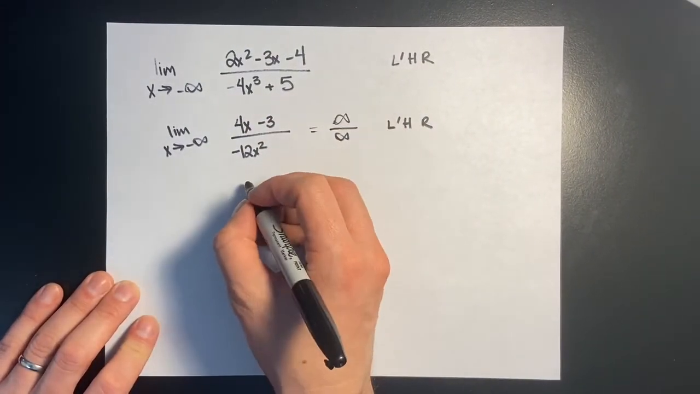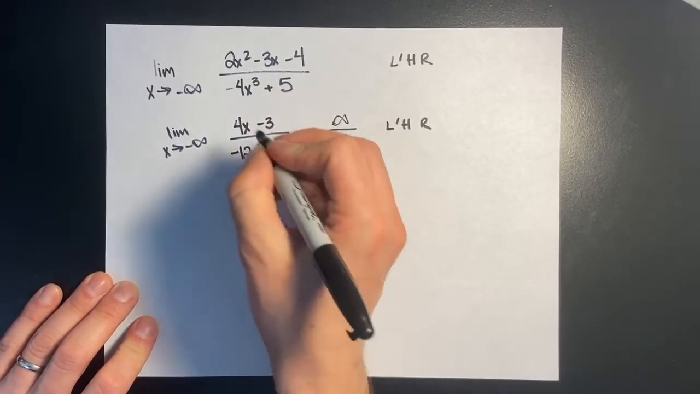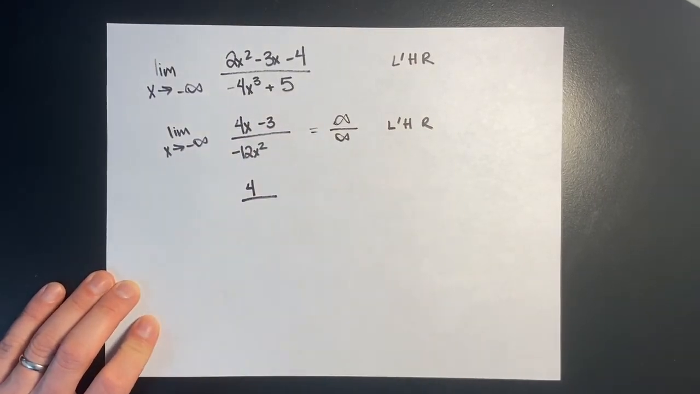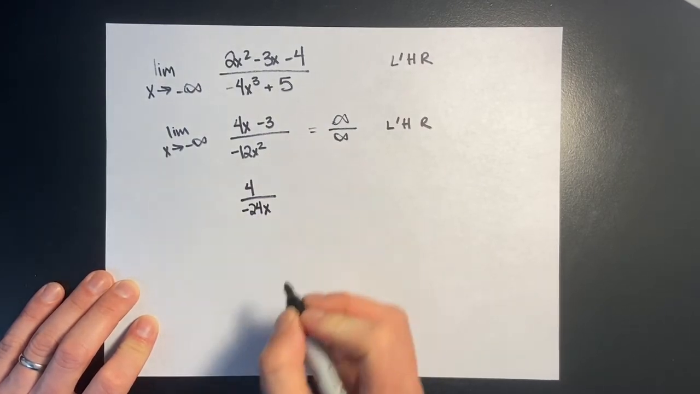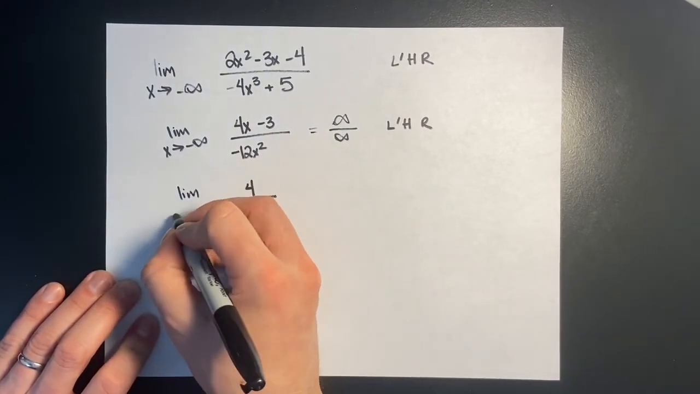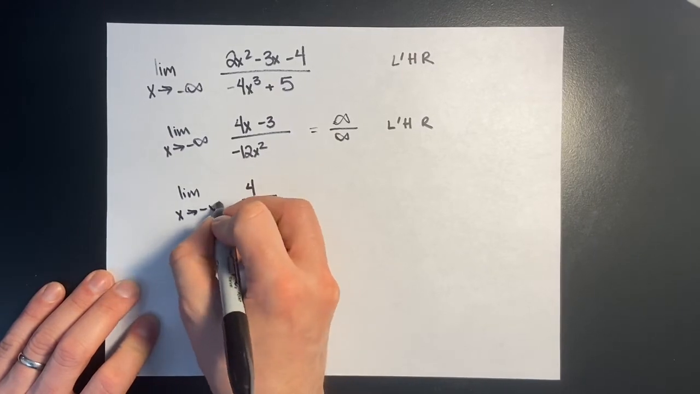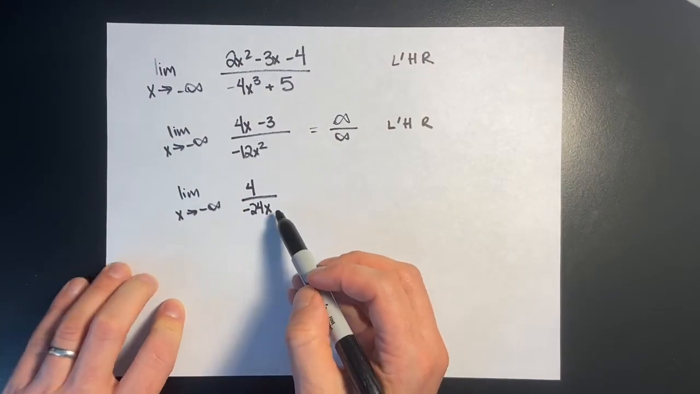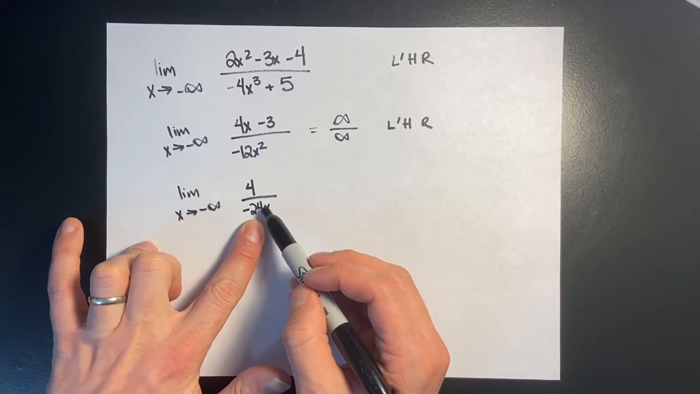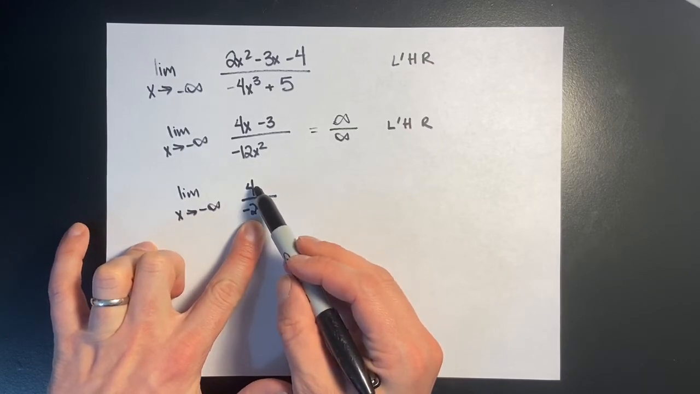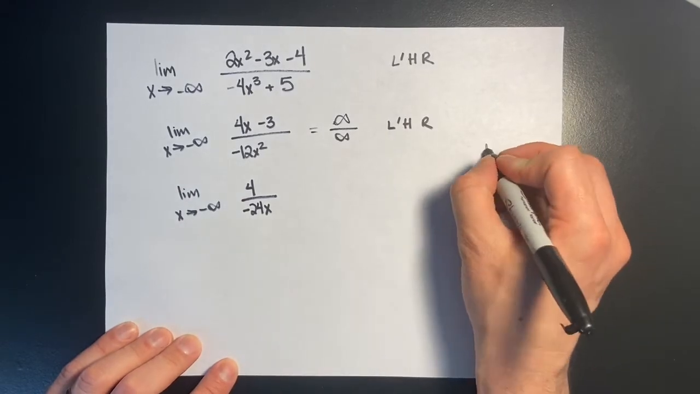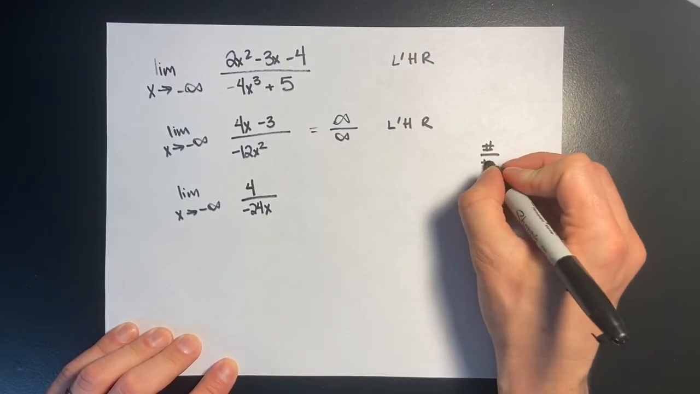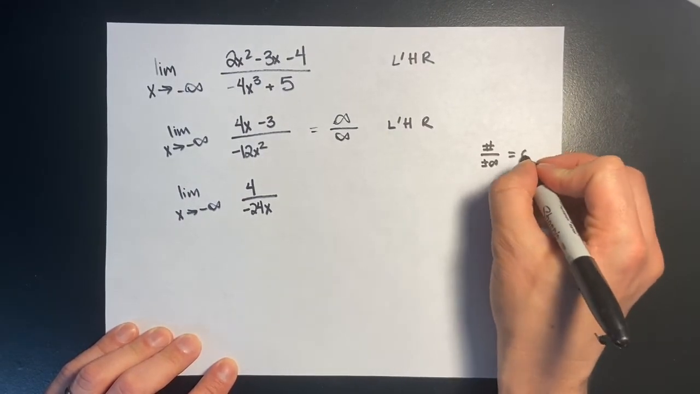The derivative of 4x minus 3 is 4. The derivative of negative 12x squared is negative 24x. If I plug in negative infinity, that bottom number gets huge, but 4 stays 4. And if you remember, there's a rule that says if you have some kind of number over any of the infinities, it gets to be 0.